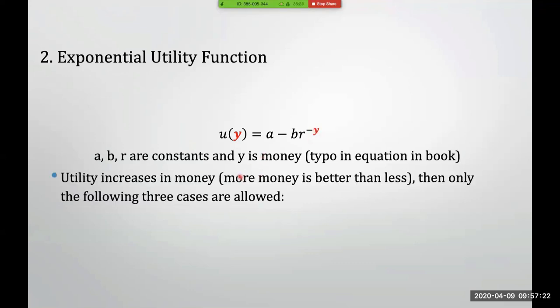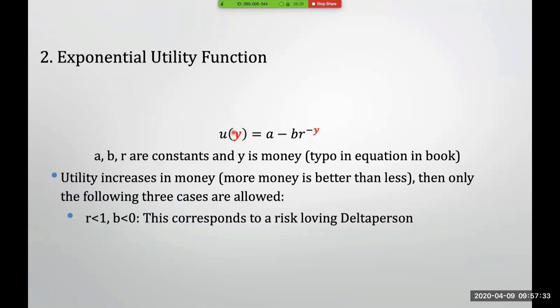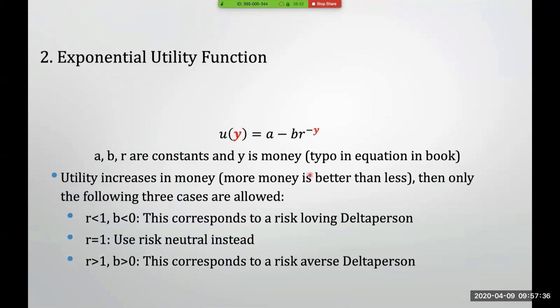Again, the u values of the money amount should increase when the money amount increases. That is why only two of the three cases are allowed. When r is less than 1, b has to be less than 0. This corresponds to a risk-loving delta person. When r is greater than 1, b has to be positive. This corresponds to a risk-averse delta person.